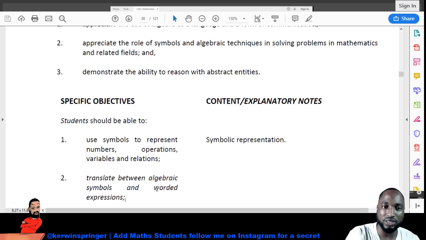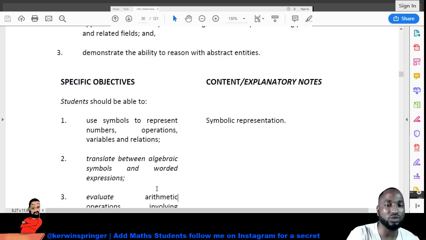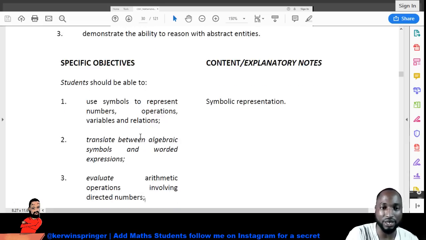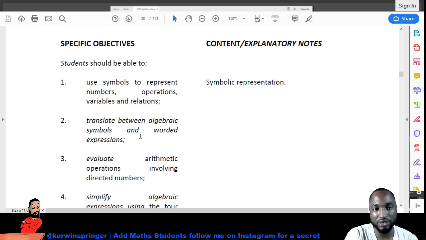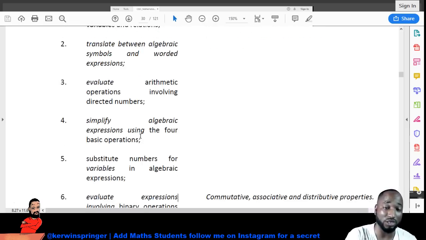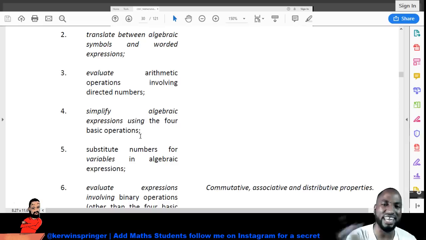Students should be able to use symbols to represent numbers. So let's just take a quick look at what exactly they want you to do in algebra. Using symbols to represent numbers, well, that's the basic tenet of algebra there. Changing algebraic symbols and translating between algebraic symbols and worded equations, vice versa. Evaluate arithmetic operations involving algebraic terms and directed numbers, meaning negative numbers.